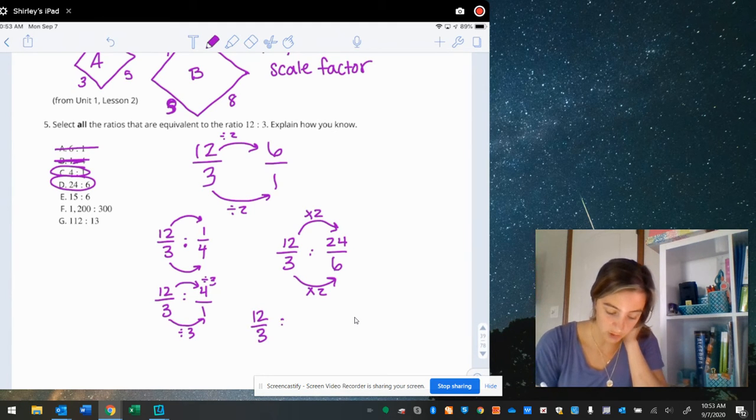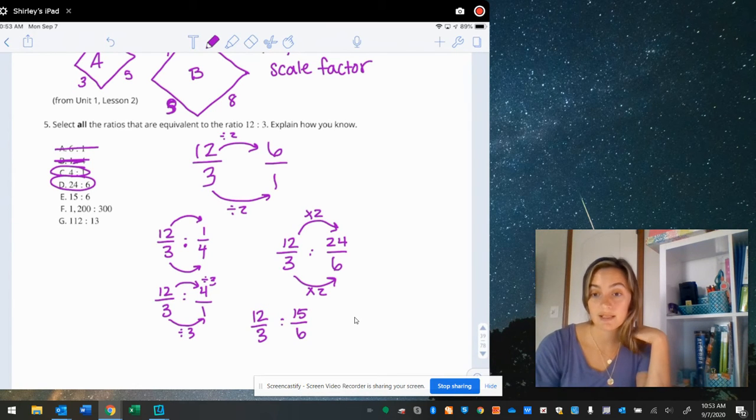I'm going to compare that to 15:6. So this one's not as easy. I can't see that number in my head like I could do these ones. So what we could do is reduce both fractions. If we reduce both fractions and you get the same thing, it's going to work.